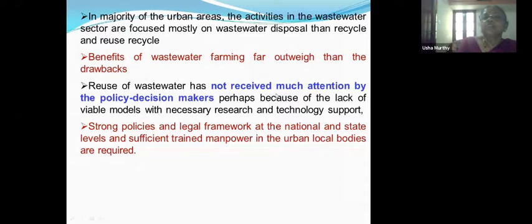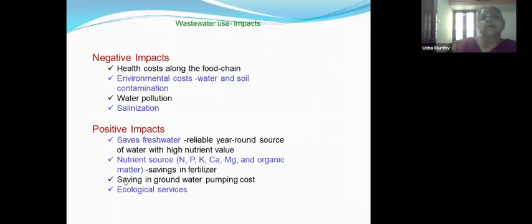Reuse of wastewater has not received much attention from policy decision makers, perhaps because of a lack of viable models with the necessary research and technology support. Strong policies, a legal framework at the national and state levels, and sufficient trained manpower in the urban local bodies are required to attain this.